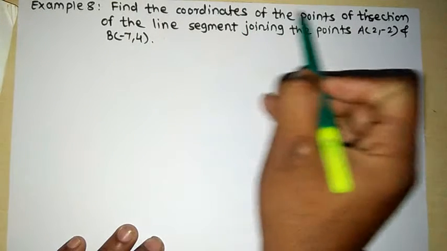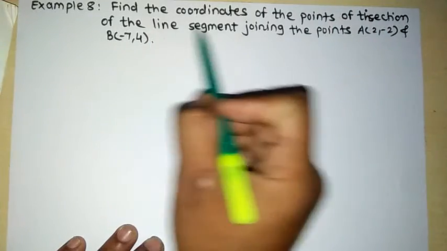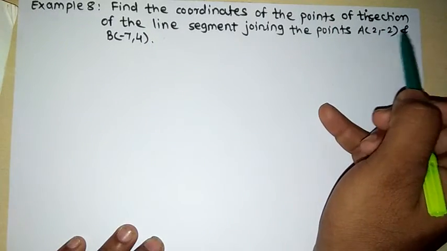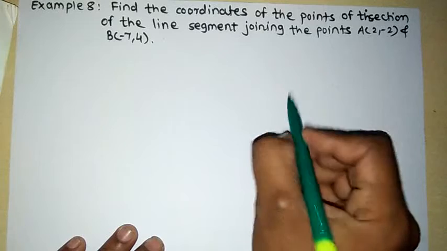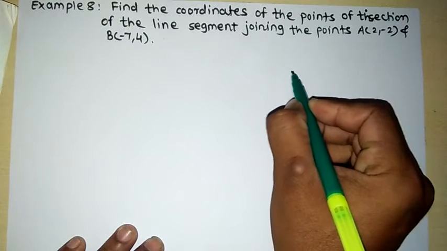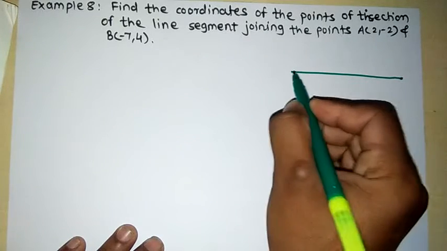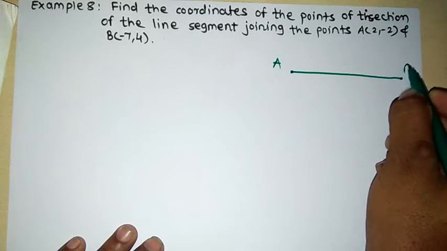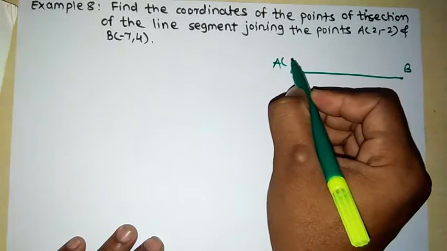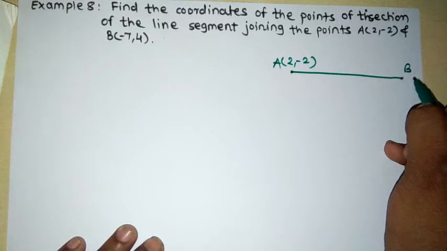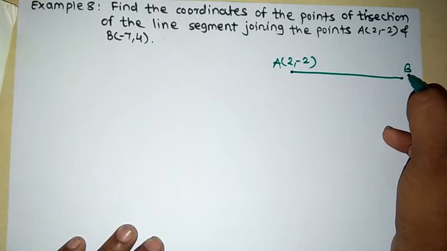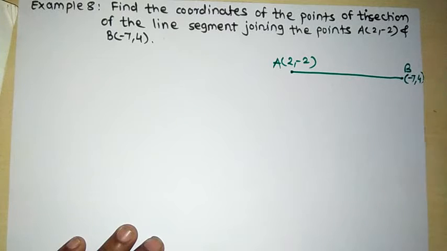We have to find the coordinates of the points of trisection of the line segment joining these points A and B. I will first draw the line segment AB here. See here, this is a line segment AB having the coordinates A (2, -2), and what are the point B coordinates? Point B coordinates are (-7, 4).